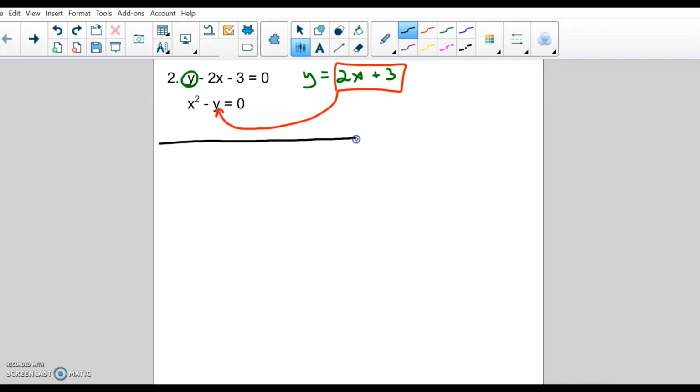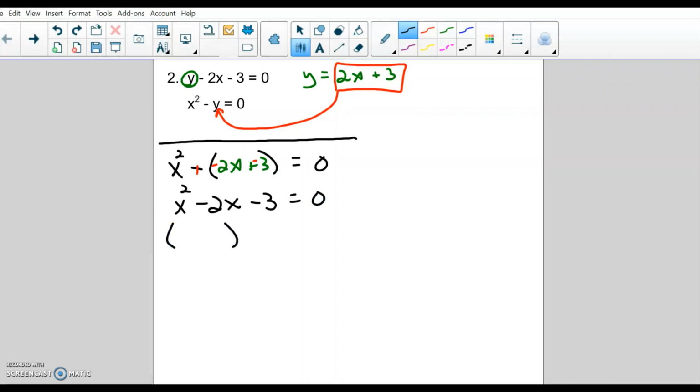So that gives us x squared minus (2x plus 3) equals 0. Alright, and so now we are going to distribute the negative, which gives us x squared minus 2x minus 3 equals 0. And then our second step after we substitute is to solve that and come up with the x values.